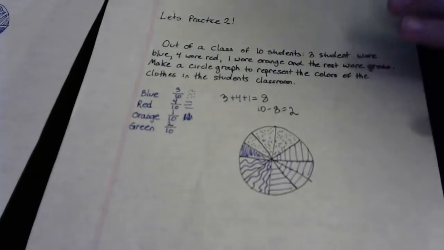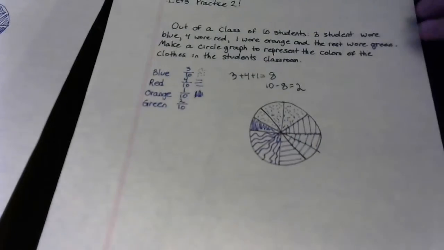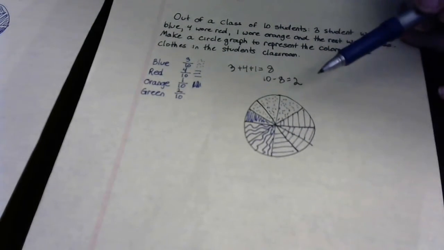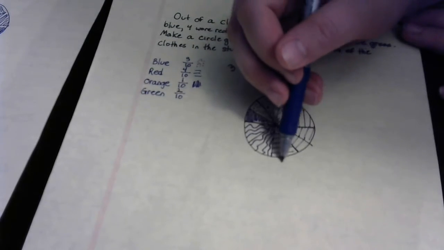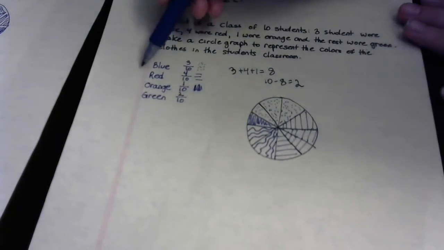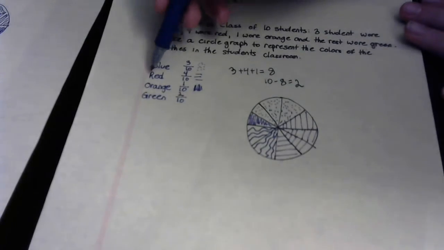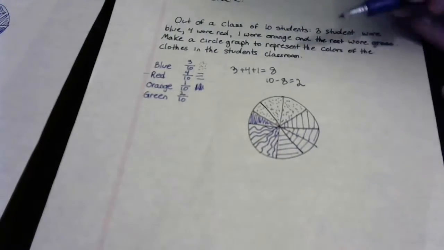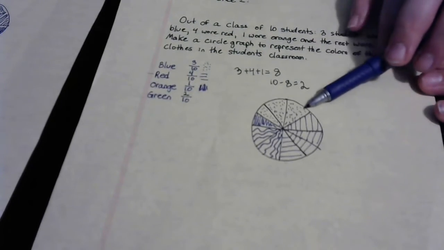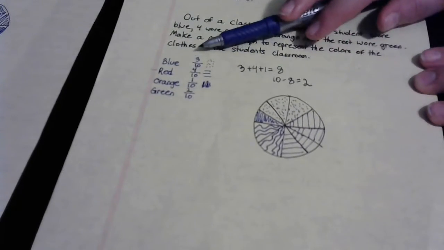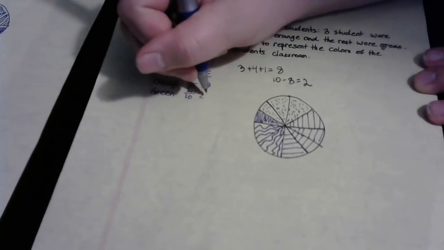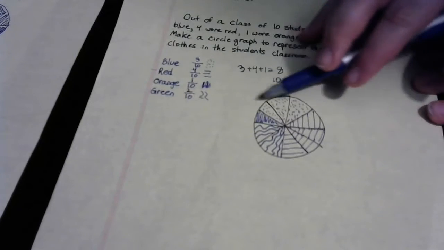Okay, so now that we have completed our pie chart, we can look and analyze the data. Looking at this, we can see that this section has the largest amount, which means that most students in the class wore red. Then we can see that the second largest group is the dots, which is the blue. And then the green comes in third, and then orange is in last.